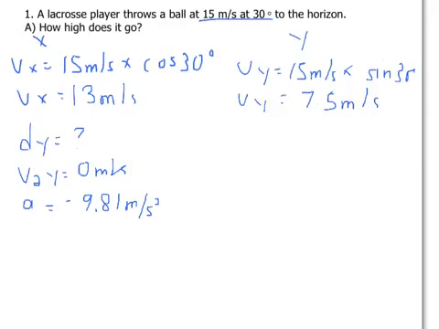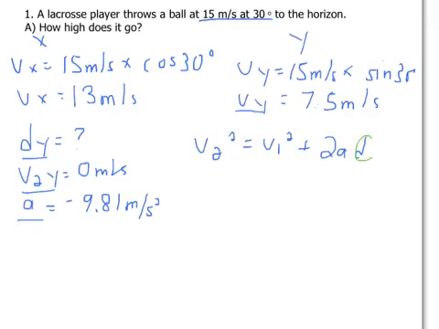So now that we have our 4 kinematics variables, we have to choose the kinematic equation that will let us solve for the unknown. And that equation is going to be v2 squared equals v1 squared plus 2ad. We're looking for d, and luckily for us, v2 is 0, so that it simplifies our math. Our equation now becomes d equals negative v1 squared divided by 2a.